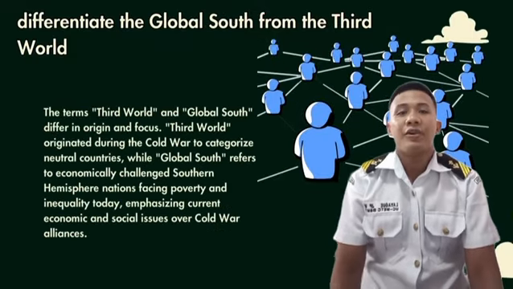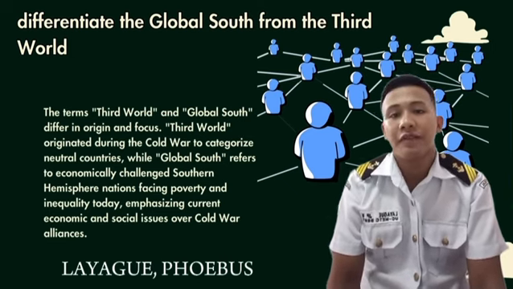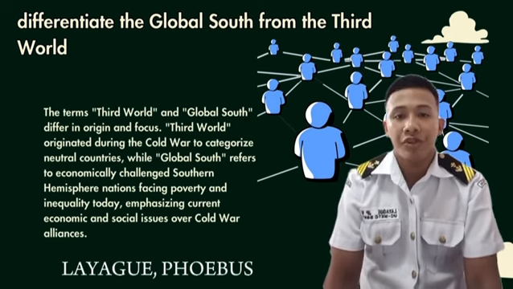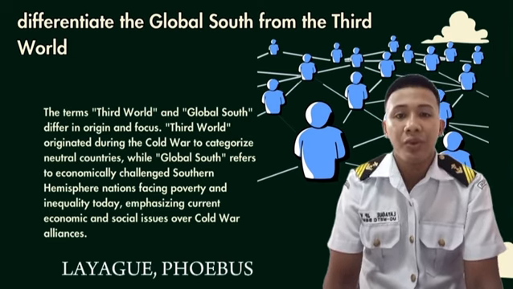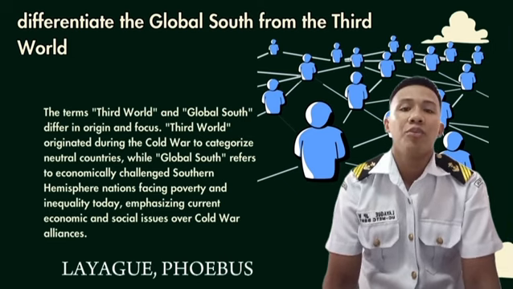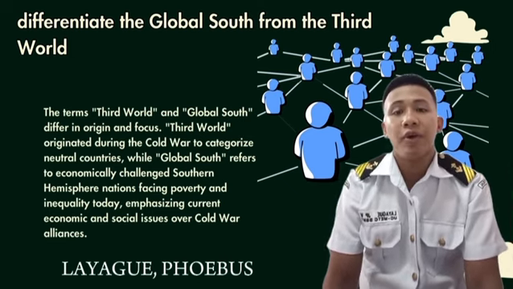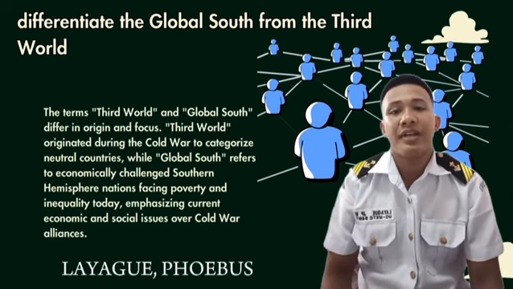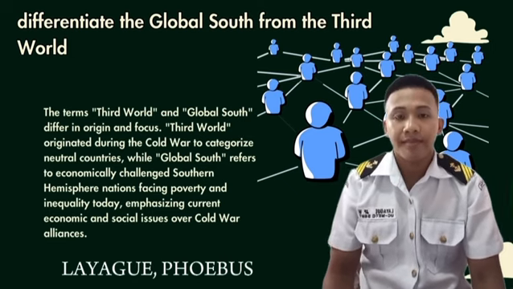The terms Global South and Third World might seem similar, but they actually come from different times and ideas. Third World was a term used during the Cold War to describe countries that didn't side with either the US, the capitalist First World, or the Soviet Union, the communist Second World. These were mostly poorer countries in places like Africa, Latin America, and Asia that were not very developed and stayed neutral in the Cold War.